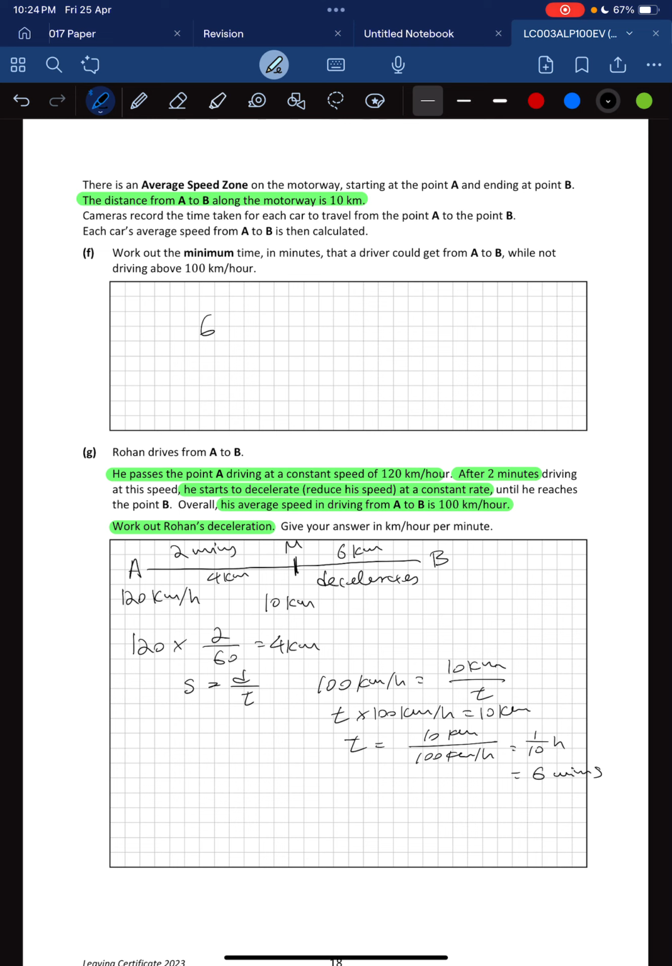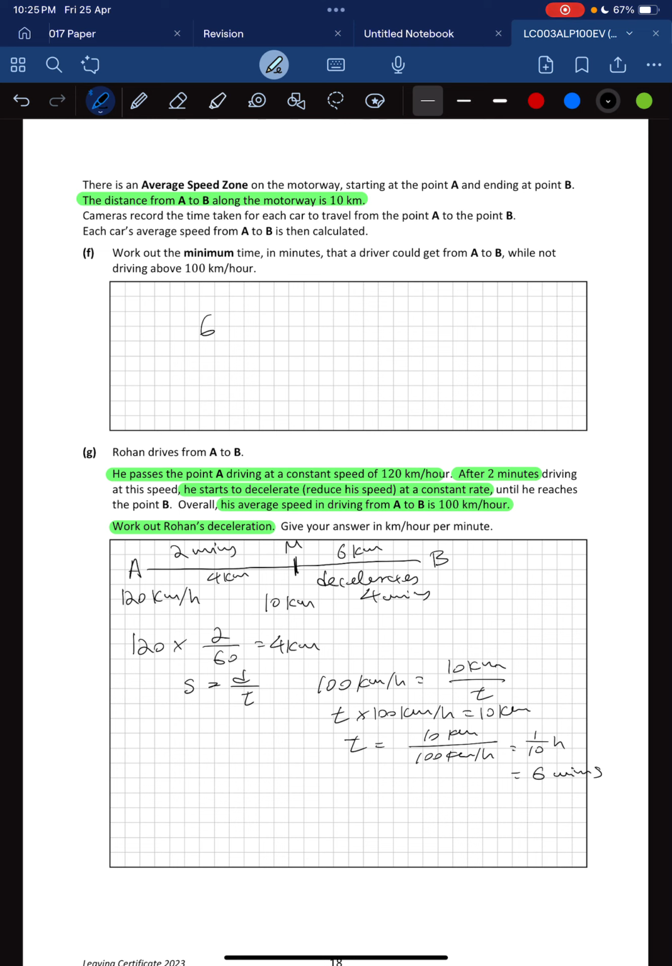So now that we know that it's 6 minutes, we know that in the second part, we have 4 minutes to cover 6 kilometers. This will then let us find the average speed over the second part. Even though it's decelerating, finding the average speed will help us find the final speed, which will then help us find the deceleration. So let's find the average speed for the second part.